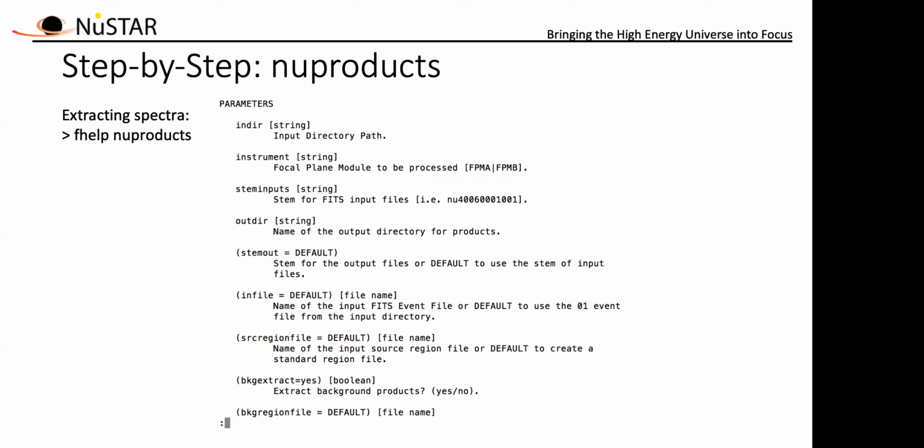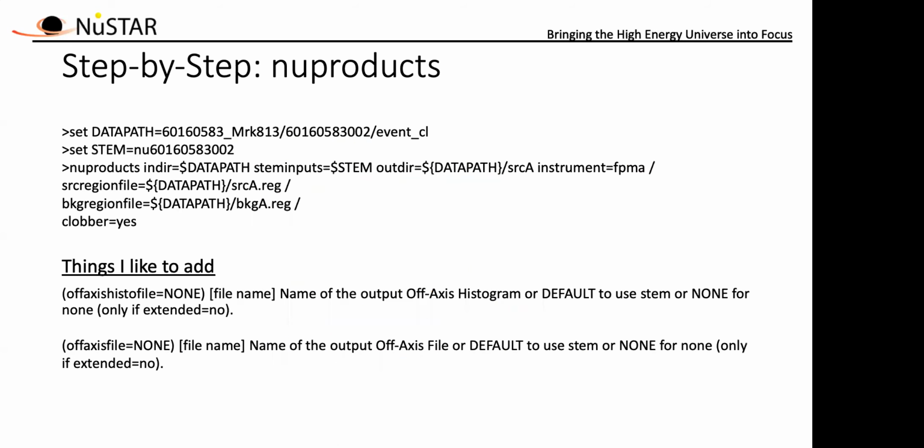For example, you can run the lccorr inside nuproducts. If you look through that parameter file, you'll see the brackets around LC, something called nulccorr.